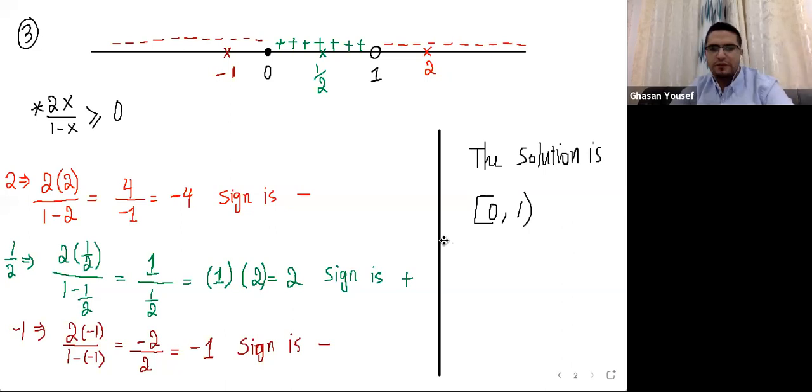Okay, so we finish this section by finishing this example. Now let's go to 2.1 functions.